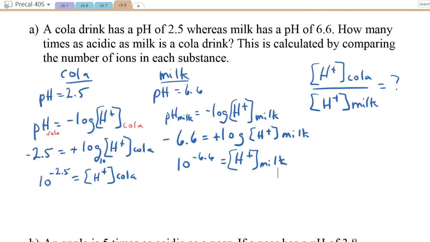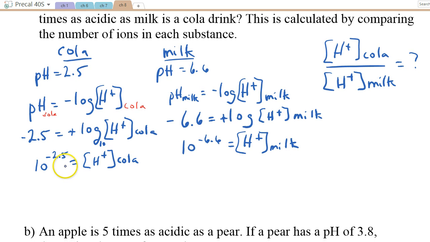Okay, so what does this mean? Looking at our values, 10 to the power of -2.5, well, it'd be nicer if, let's just pretend for a second that it was 10 to the power of -2. So that would look like 0.01, right? Let's just pretend for a second this was 10 to the power of -6. So that'd be 0.000001, like that, okay? The concentration. There are way fewer hydrogen ions floating around in the milk than there are in the cola, okay? So when we look at how many times more acidic, if we just had these nice values, it'd be easy to calculate. We have to get our calculator out.